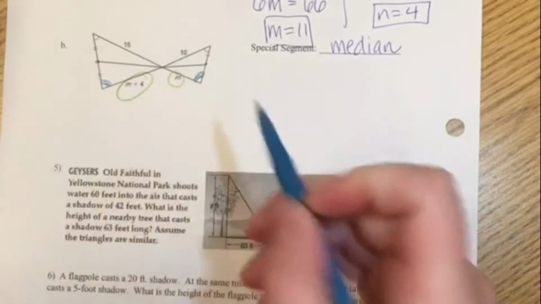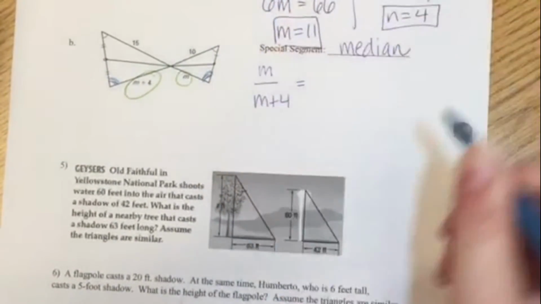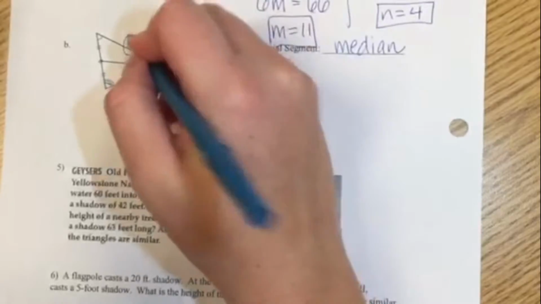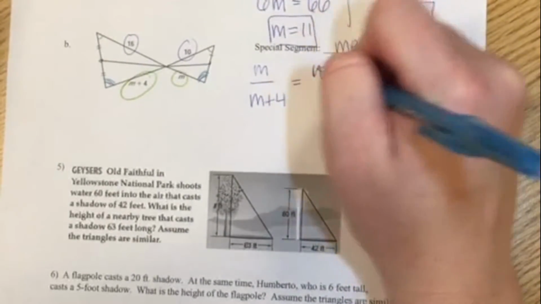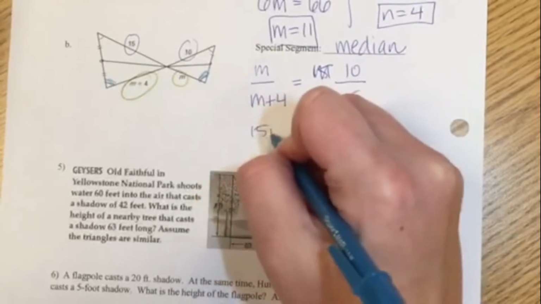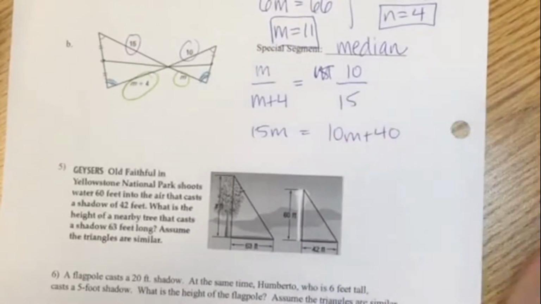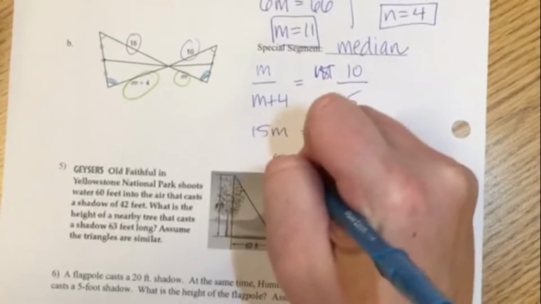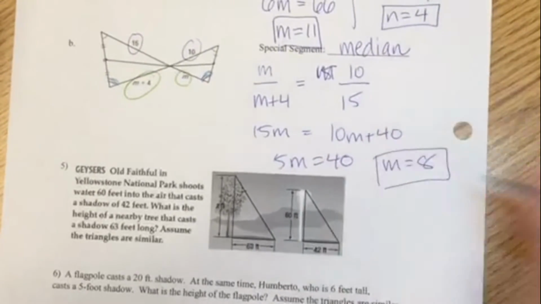So we have m and m plus 4 matched up, so I'm going to put m over m plus 4. And then 10 and 15 must also correspond, so that's got to equal 10 over 15. So we'll cross multiply, make sure we distribute. So 15m equals 10m plus 40. When we subtract 10m from both sides, we get 5m equals 40. So m equals 8.